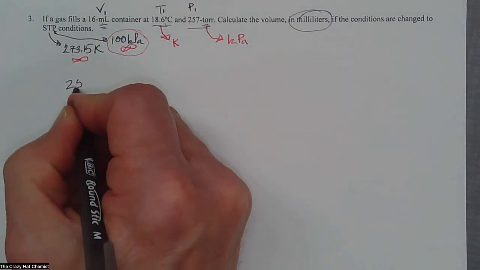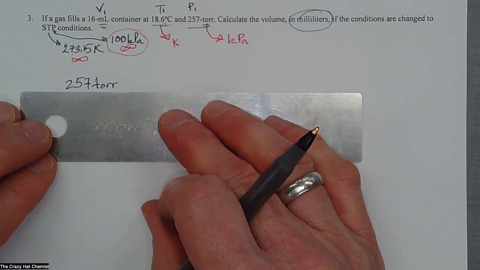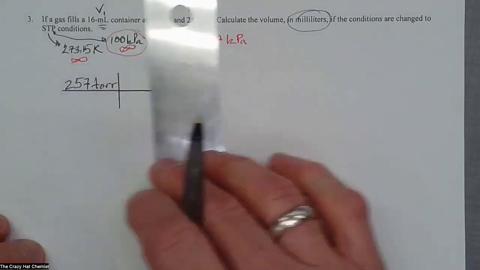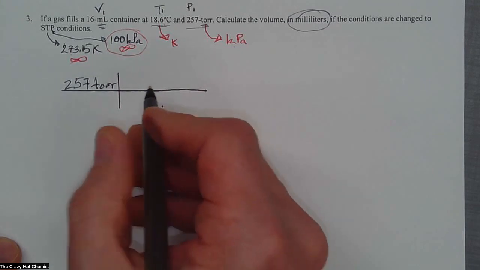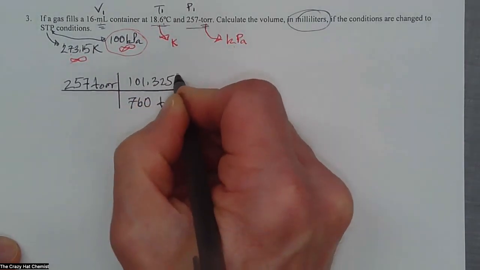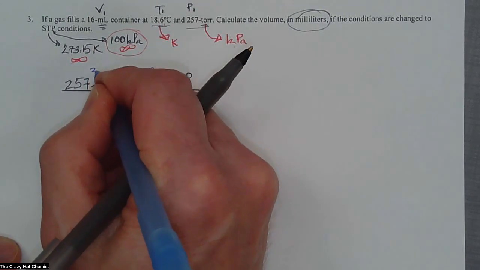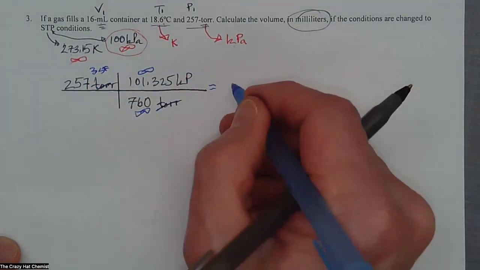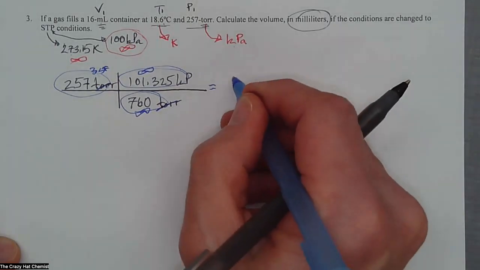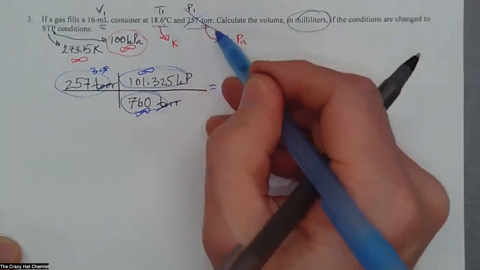So I'm going to say 257 torr, and I'm going to convert this into kilopascals. All the pressure conversions are really simple one-step conversions. So this is torr, that means that this needs to be torr down here. This will be 760 torr, and then 101.325 kilopascals. You should see that the torrs cancel out. This is infinite, and this is three significant figures. So I'm going to maintain three significant figures, and that will be 257 times 101.325 divided by 760. That's going to equal 34.3 kilopascals. So that's my pressure number one.